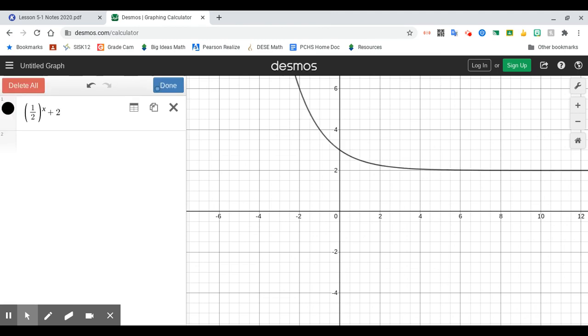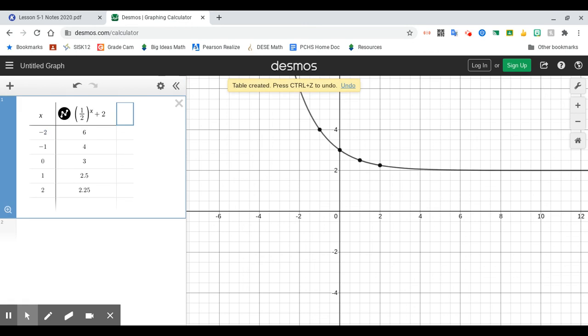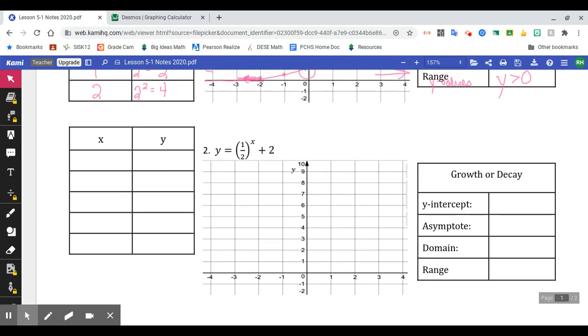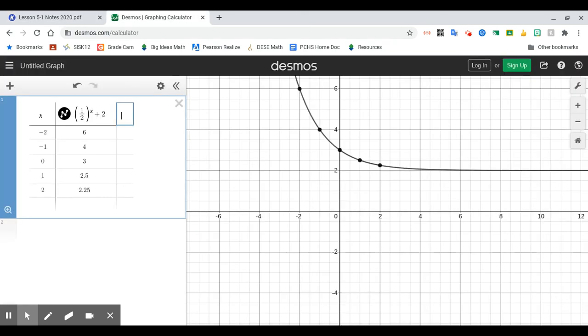And now I'm going to click on the settings and the table, and it's going to pull up a table for me. So we've got 6, 4, 3, 2.5, and 2.25. So I'm going to go back over here. Now I'm going to do 6, 4, 3, 2.5, and then 2.25. Okay, and this is, remember, our -2, -1, 0, 1, and 2. Flip back over and you can kind of see again. Okay, so I'm just copying the chart over.